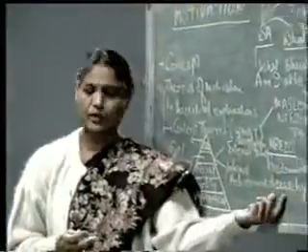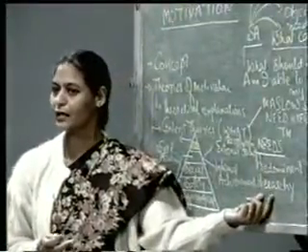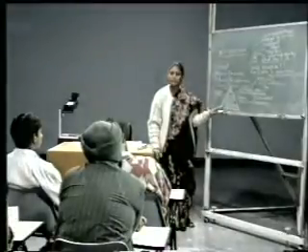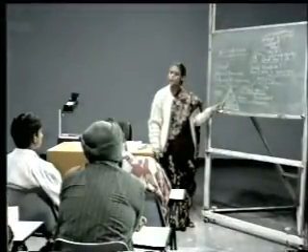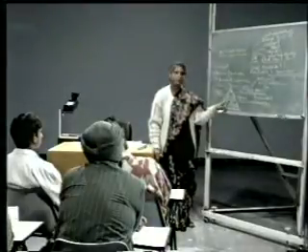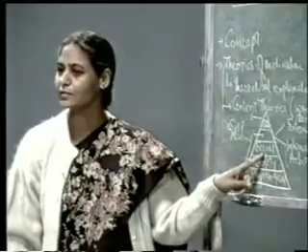And these needs, according to Maslow, exist in a certain hierarchy. That means, unless and until your physiological needs are satisfied, safety needs will not arise. Safety needs get satisfied, then only social needs will arise.